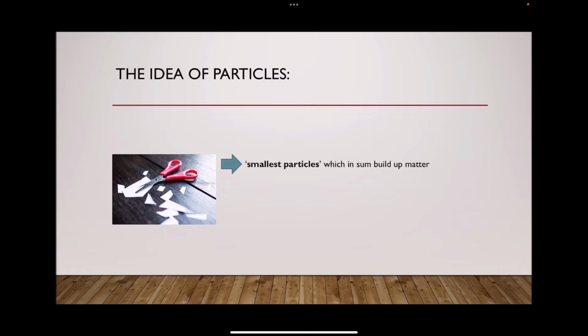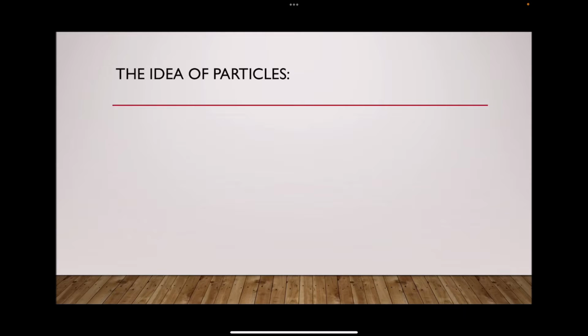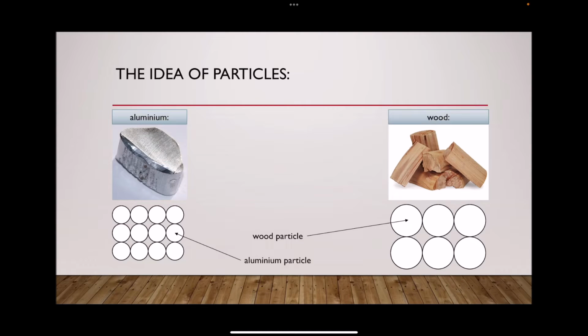So all the substances around us consist of smallest particles, which in sum build up matter. And we imagine those particles to be spherical, and particles of different substances differ in mass and size. Let's illustrate this. For example, if you have an aluminium block, then we imagine this aluminium block to be composed of plenty of little tiny aluminium particles. And the substance wood consists of many wood particles, but wood particles are not the same as aluminium particles. They have a different mass and a different size.